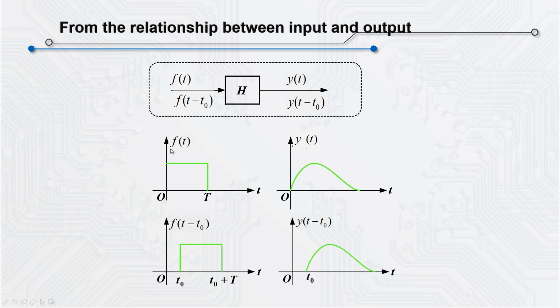Now there is a signal ft. After it enters the system, the output is yt. It is such a curve. When we delay ft by t0 units and put it into the system H, we can find that for a time-invariant system, its output yt is also shifted by t0 units, and it has no change in shape.